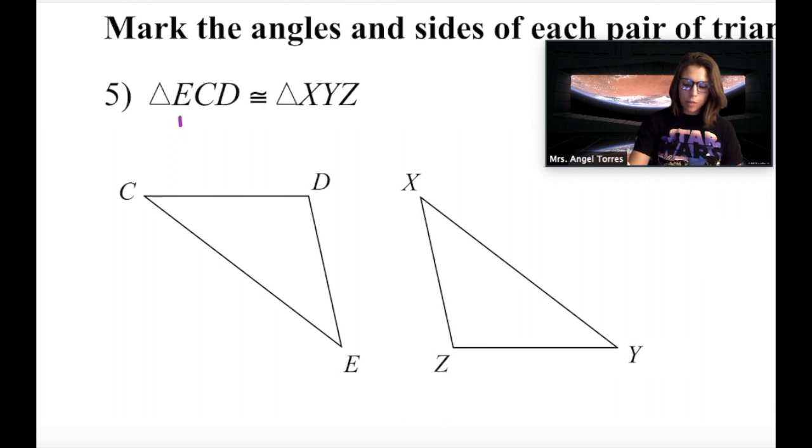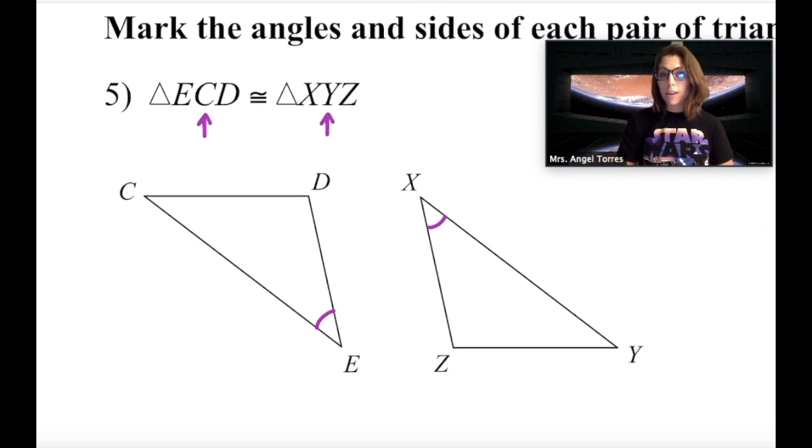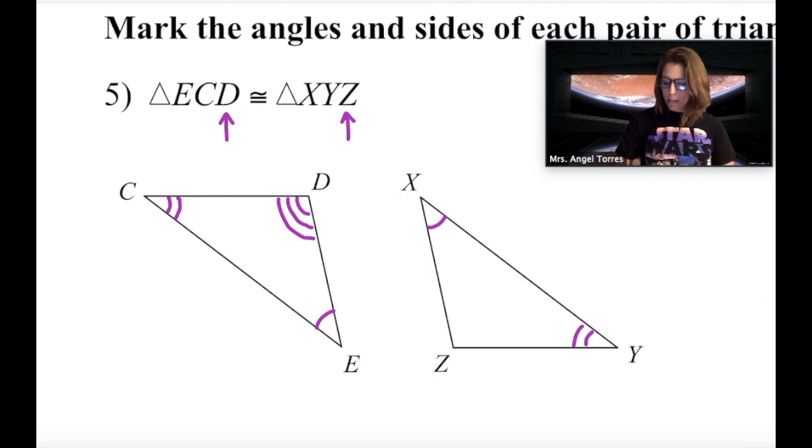So if I decide to give one arc to angle E, then I would also give one arc to its corresponding angle X. So angle E is congruent to angle X. Now, when I come into the next angle C and Y, instead of using one arc, because that's already been used, I'm going to use two arcs to show that angle C is congruent to angle Y. And finally, to show that angle D is congruent to angle Z, I'm going to use 3 arcs.